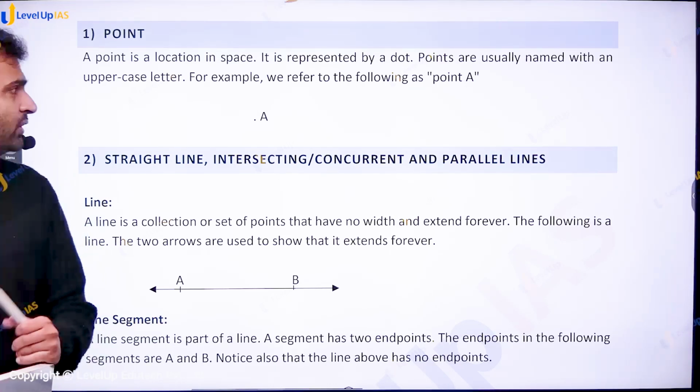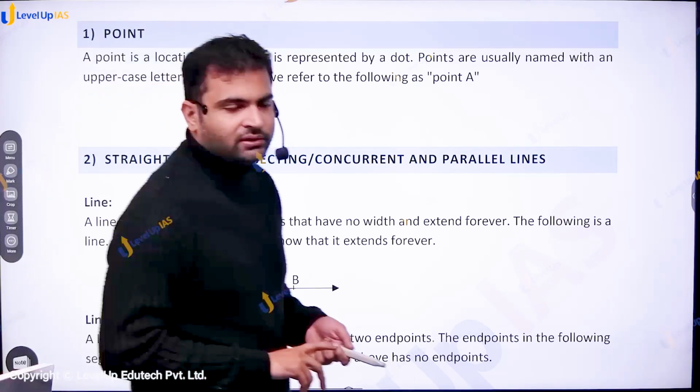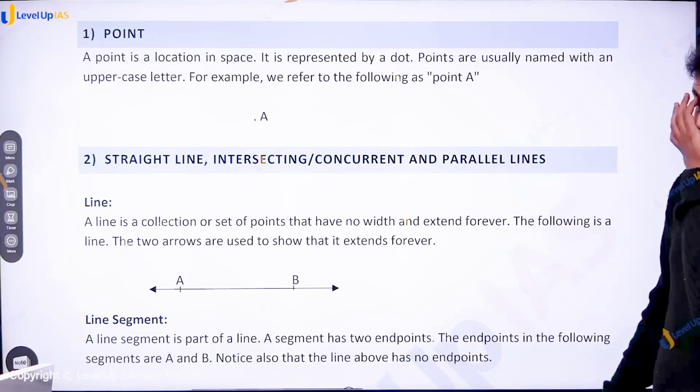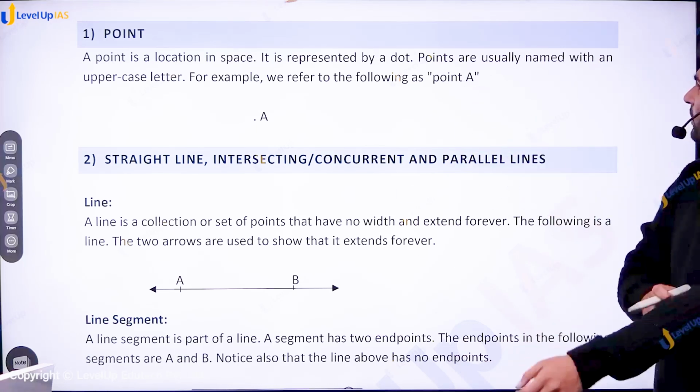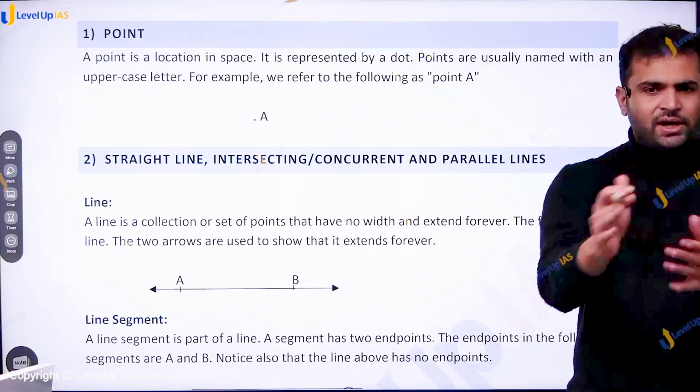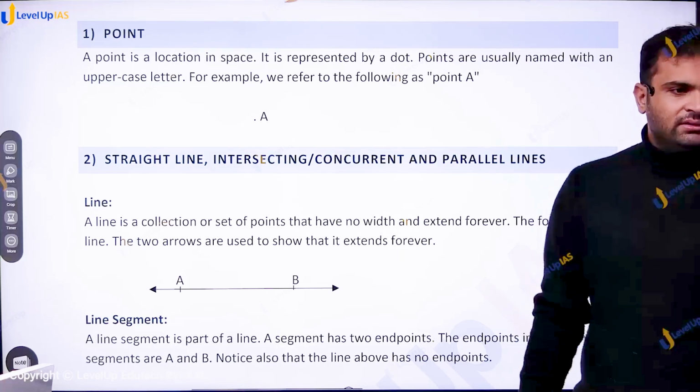Again, basics, you already know what is a point. A point is a location in space. It is represented by a dot named with an uppercase letter. So this is point A, undividable, indestructible, last point.